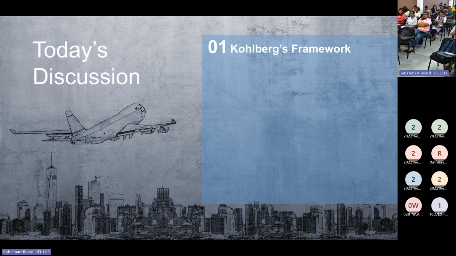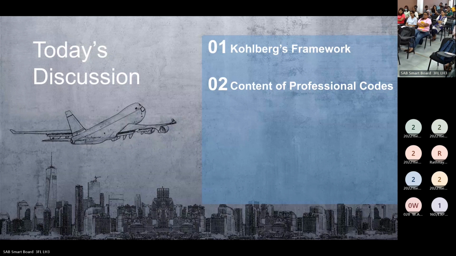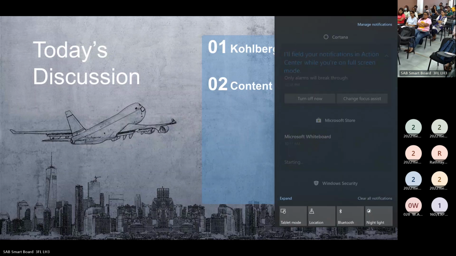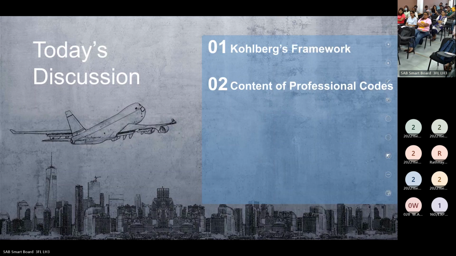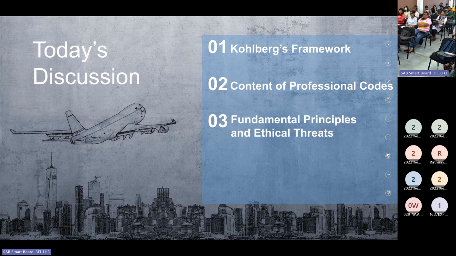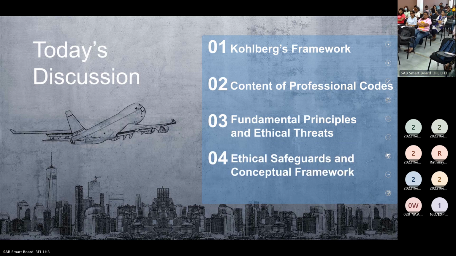Then the next one, content of professional codes, right? Professional code. Fundamental principles and ethical threats, ethical safeguard and conceptual framework. I will take 2 weeks to discuss the ethics, and I will complete the ethics part, right?